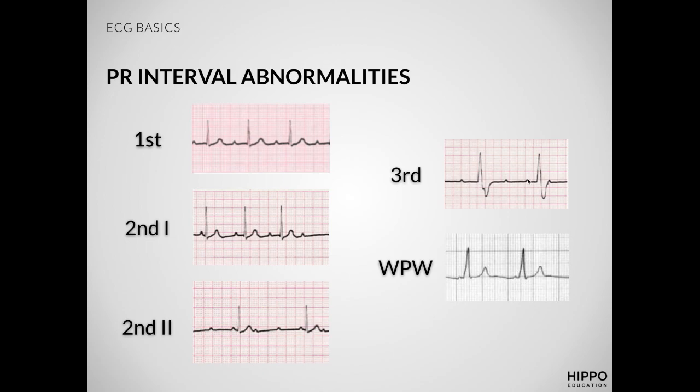Now, when you have shortened PR intervals, especially when you have an upsloping of the QRS complex right here, shortened PR interval less than 80 with this upsloping, that's a delta sign that's concerning for Wolff-Parkinson-White syndrome.